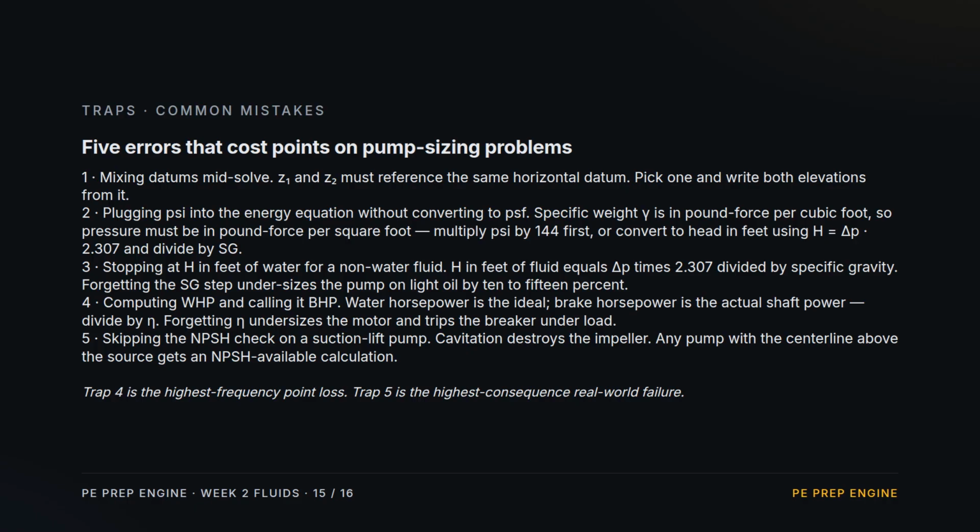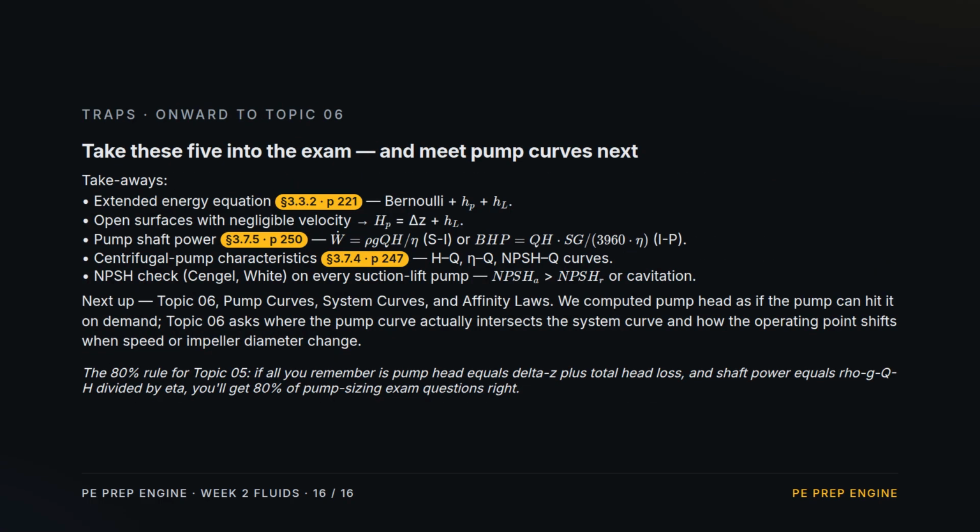5 errors to avoid. 1. Mixing datums. Both elevations must reference the same horizontal line. 2. Plugging PSI into the energy equation without converting to PSF, off by a factor of 144. 3. Stopping at feet of water for a non-water fluid. Divide by specific gravity. 4. Calling water horsepower brake horsepower. Divide by eta for the shaft power the motor delivers. 5. Skipping the NPSH check on any pump with positive suction lift. Cavitation destroys the impeller.